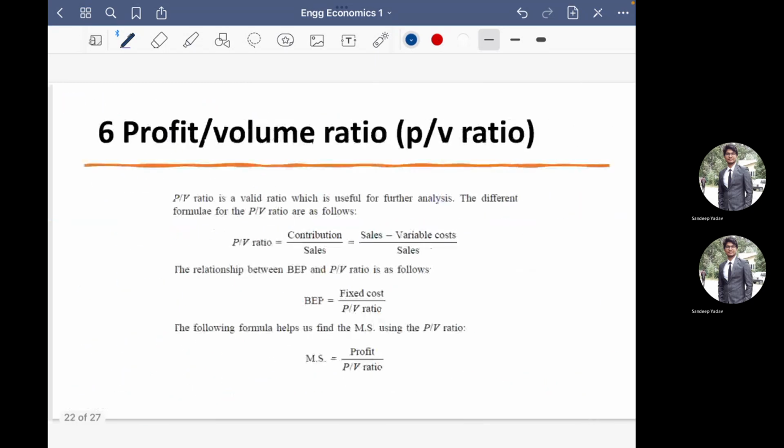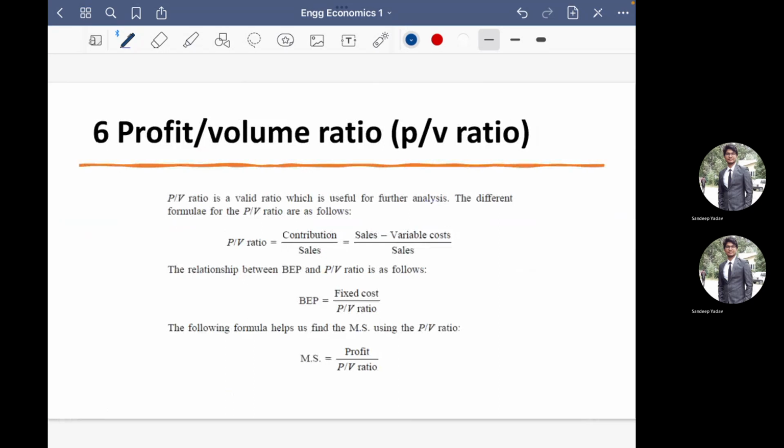Now let's move on to another topic, that is profit to volume ratio. Profit to volume ratio is a valid ratio which is useful for further analysis, and the different formulas for profit to volume ratio are as follows.